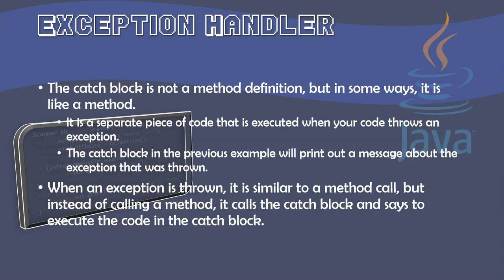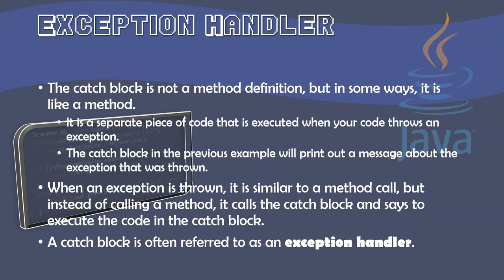Now, when an exception is thrown, it is similar to a method call. Like I said, it's like a method, but it's not. Instead of calling a method, it calls the catch block and says to execute whatever code is inside of it. And a catch block, therefore, is often referred to as the exception handler because it's handling whatever exception you've set up.